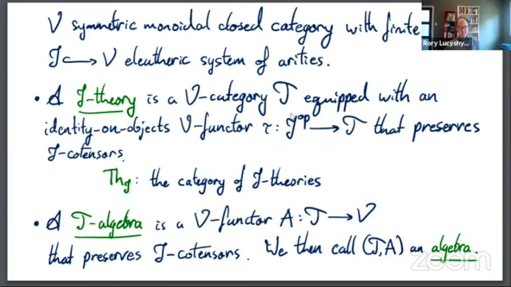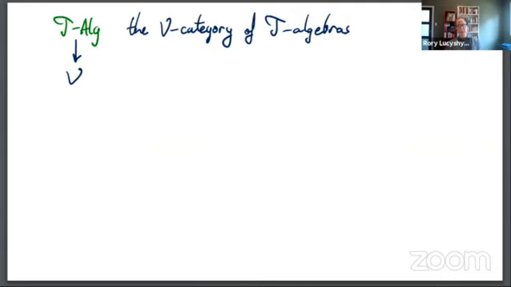Given a J theory T, we can consider T algebras for that J theory. A T algebra is a V functor A going from T to V that preserves J cotensors. We'll define the following terminology as well: we call the pair T comma A an algebra, so that an algebra is a T algebra for a specified associated theory T. T algebras form a V category, even though we didn't assume that J is small or that V is complete. We only assume that V has finite limits, and yet the V category of T algebras still exists. That's because we can form it using equalizers, and it's possible to do it with just equalizers.